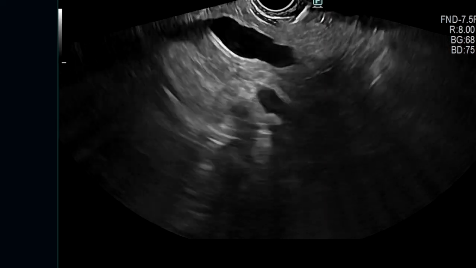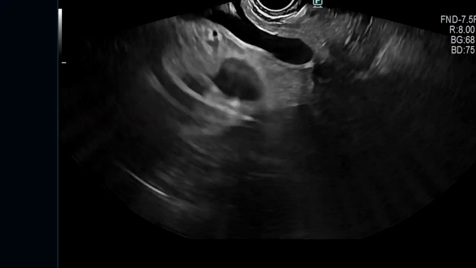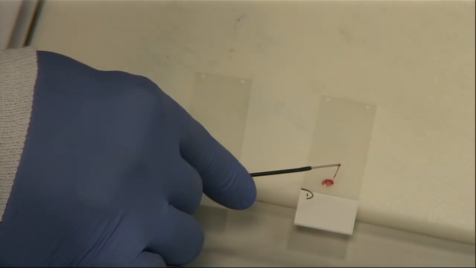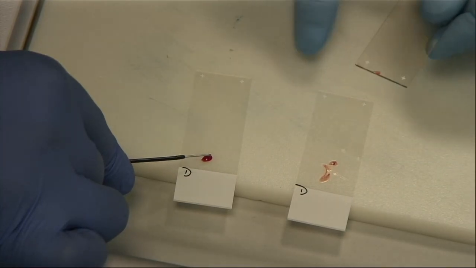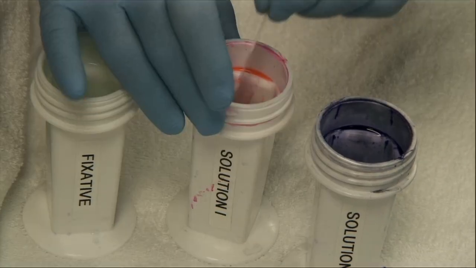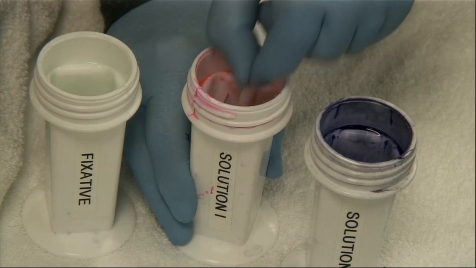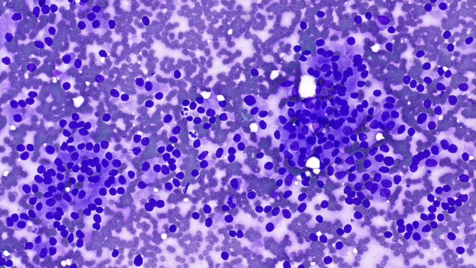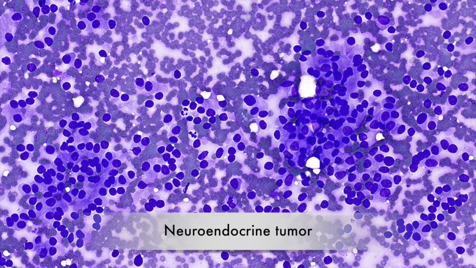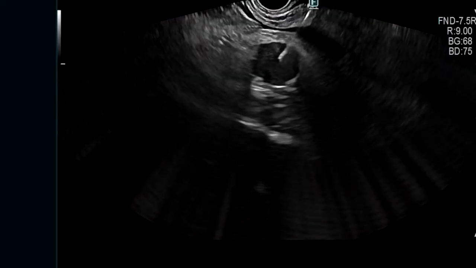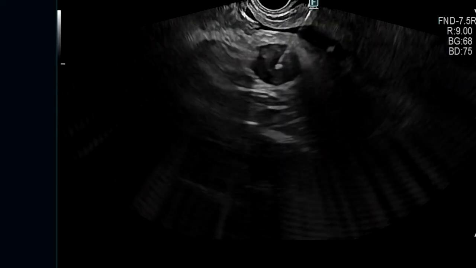The needle is then fanned gently within the mass, and a rapid on-site evaluation was performed, which showed a neuroendocrine tumor. A second pass was then performed to procure a specimen in cell block for ancillary studies.